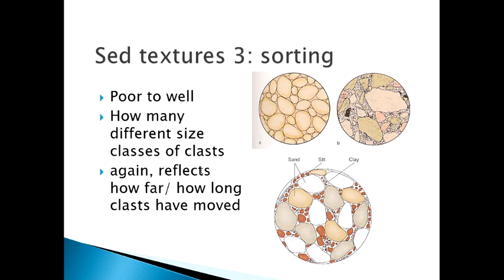And then finally, sorting. We can talk about sorting as being poor to well sorted. The sands over here are all about the same size, so this is well sorted. On the rock B to the right, you have big clasts, smaller clasts, medium-sized clasts, really small ones, and then all these little black specks in here would be really, really small ones. This would be poorly sorted. So sorting measures how many different sizes of clasts you have. Just another thing to think about.